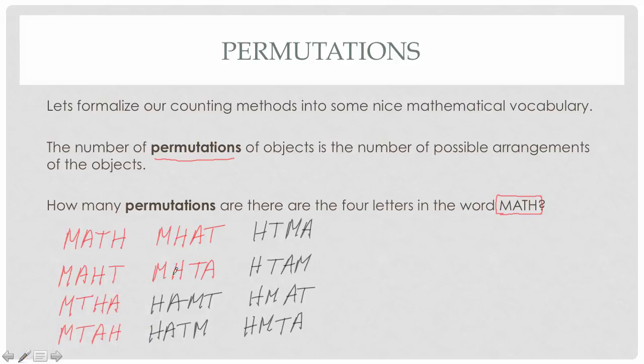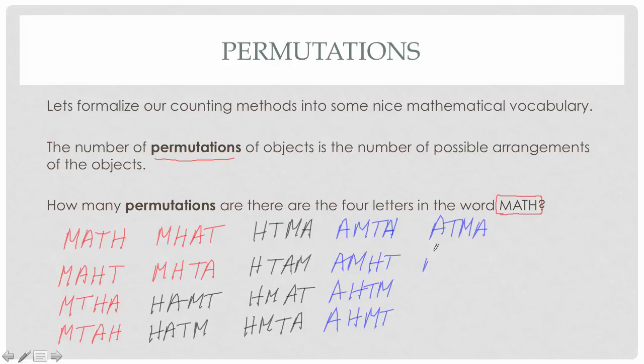Let's do blue. We started with M. We did the H's. Now let's start with the A's. A, M, T, H. Whoops, A, M, H, T. A, H, T, M. A, H, M, T. And then A, T, M, H. And ATHM. That's interesting. There's another 6 with the A's.